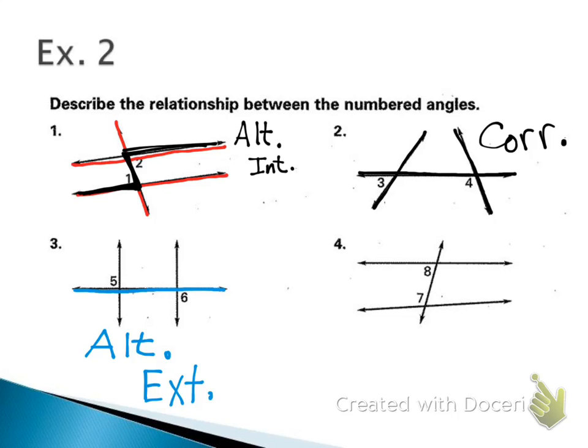All right, number 4. I know they're not corresponding because they're in different positions, but they are on the same side. So I can do SS for same side, and then are they inside or outside? Inside. Good. Same side interior. Same side exterior is the one I said we don't do a lot with, but it does exist, so you might see it here and there. But same side interior seems to be the more common of the same side options. Any questions?